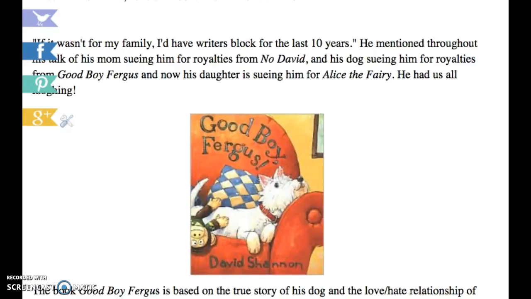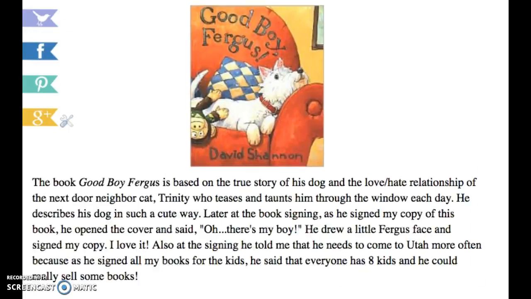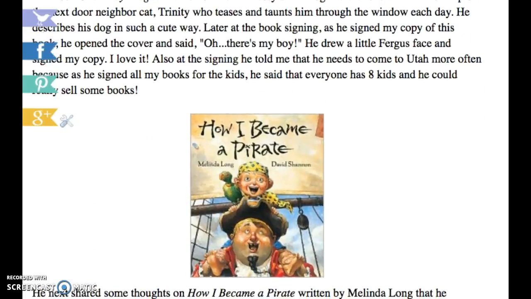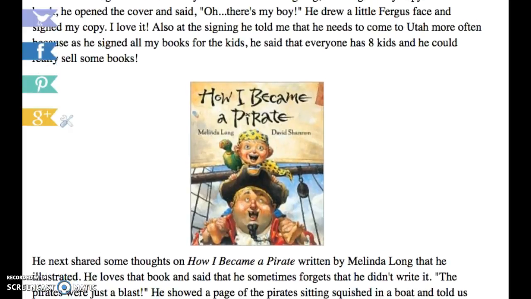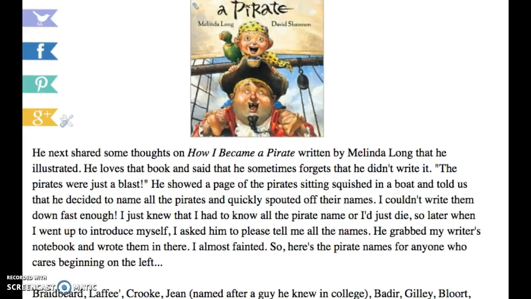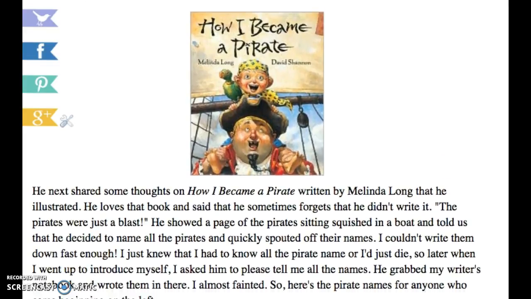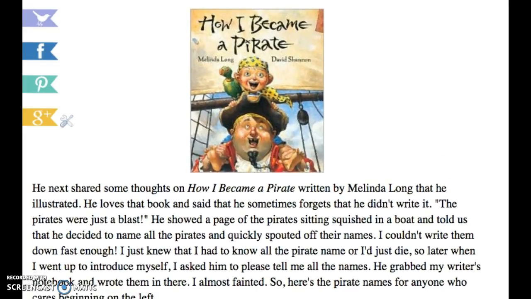Here's Fergus, his dog, and he has this whole book devoted to him, but in every story you'll find Fergus somewhere in the story. And then, like I was mentioning before, How I Became a Pirate. The thing about this story that's interesting is he drew the page that I'll show you in a second with all the pirates, and because he had added so much detail and it took so long, he decided to name each one.